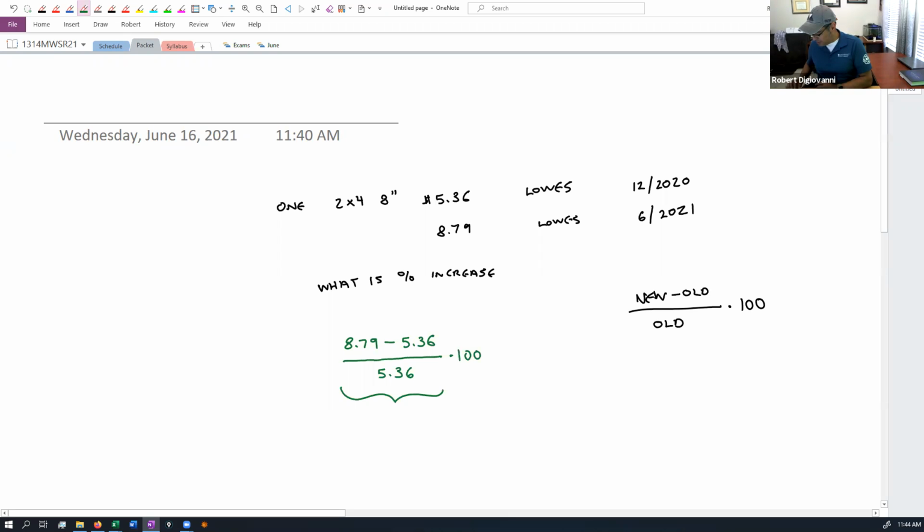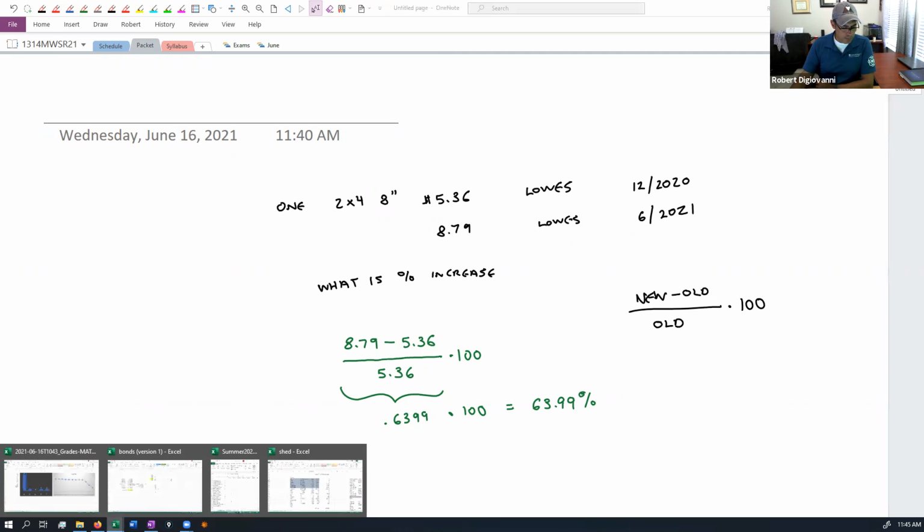Okay, so what did you get? I got 63.9. Yeah, so you should get 63.99, something like that percent. A 63% increase in 6 months. 100% increase would mean the price doubled. Okay, that's what 100% increase means. A 63% increase means it's 63% more expensive, right? That's crazy.